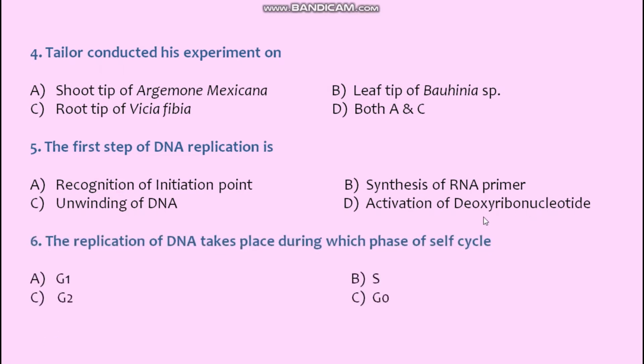Next question. The replication of DNA takes place during which phase of cell cycle? Option number A is G1, B. S, C. G2 and D. G0. So the replication of DNA takes place during S phase, which is the synthetic phase. So the correct option would be option number B.